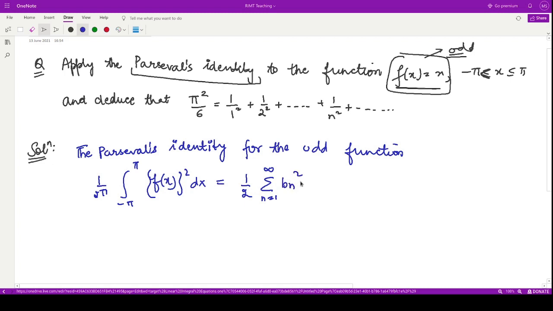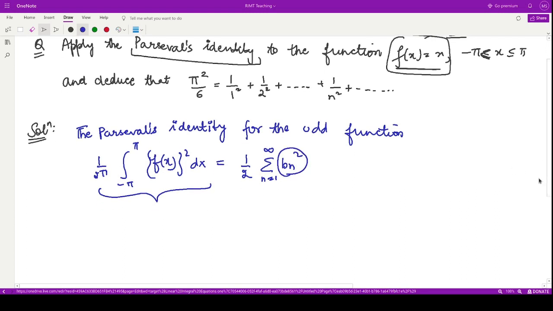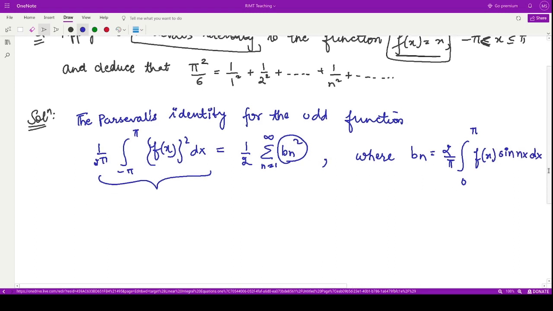So that means you are only required to compute this integration over here, and you just have to know the value of this coefficient bn for the given function. Here you already know what bn is. The formula for bn, given by the half range sine series, is 2 divided by the length of the interval, half of the length of the interval, that is pi, integration from 0 to pi in the half interval, f of x sine nx dx. So this is your bn.